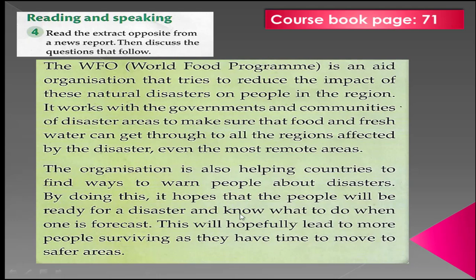Look here, they say, and know what to do when one is forecast, when one is informed by others. We say when you warn someone, that means this one is forecast. That means he was informed before. You have told him before. He is forecast. That means he knows that something dangerous will happen. Those were some strange words in this text. Let's move to the questions.